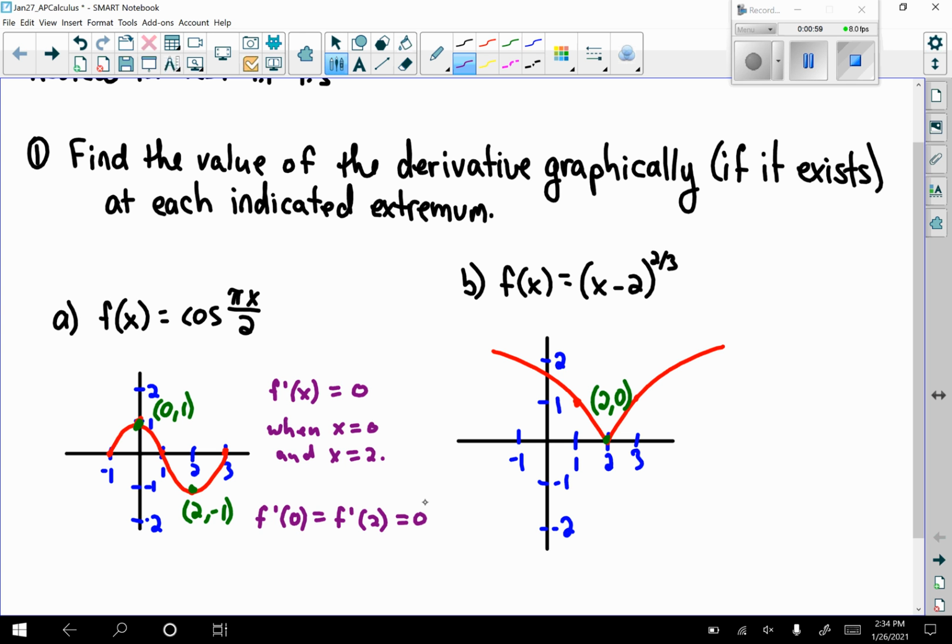of the tangent lines. For b, f prime of x, we kind of put this into 1 because there's only one extrema here. So we would say f prime of x is actually undefined when x is equal to 2. We could have done that for a. We could have just said f prime of 0 is equal to 0, f prime of 2 is equal to 0 as well.